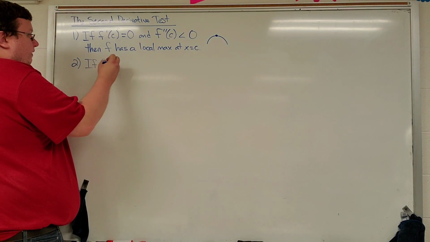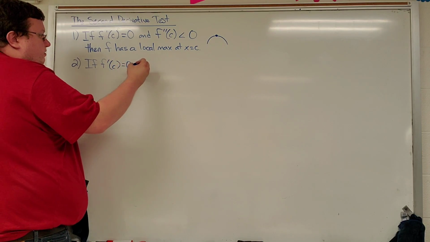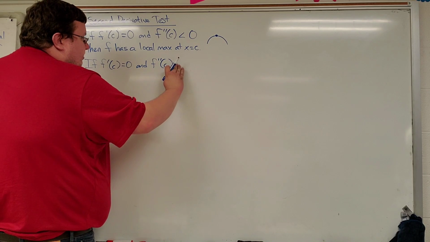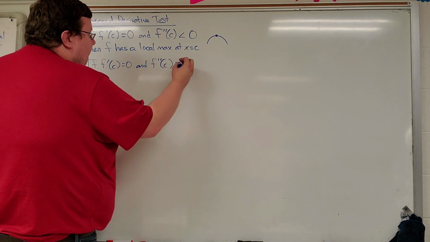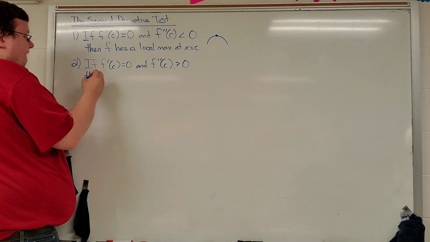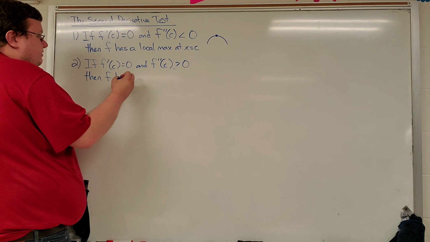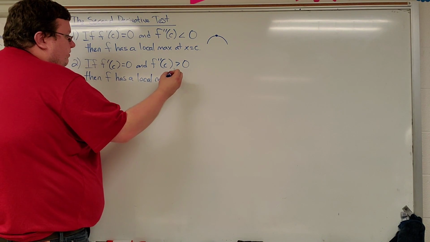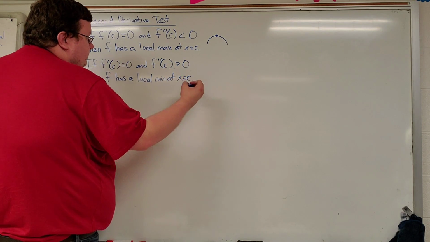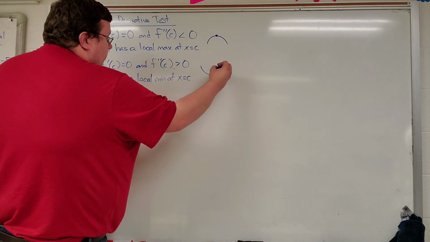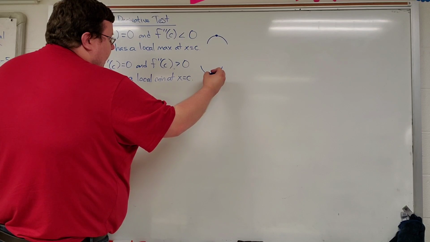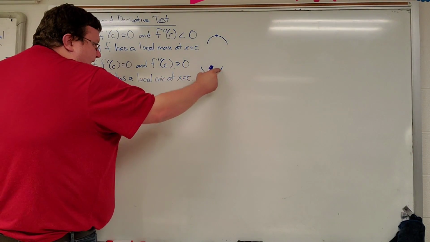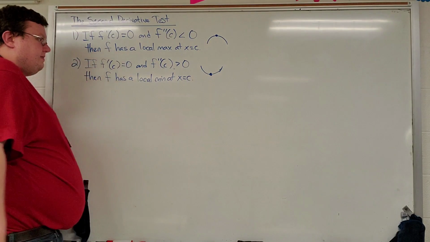If f prime of c is equal to 0, and f double prime of c is greater than 0, then f has a local minimum at x equals c. Okay, it's critical, but it's concave up. Therefore, that's a minimum.